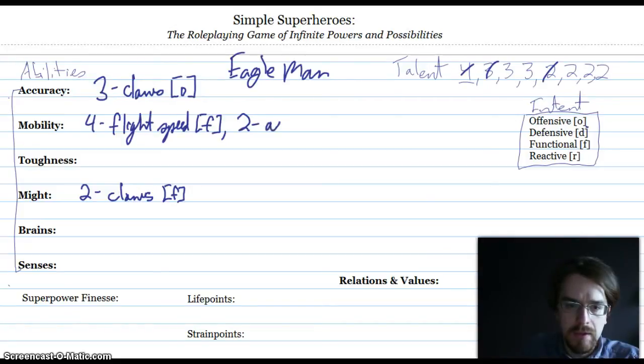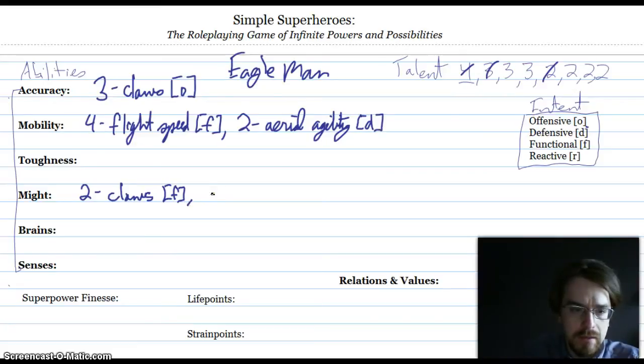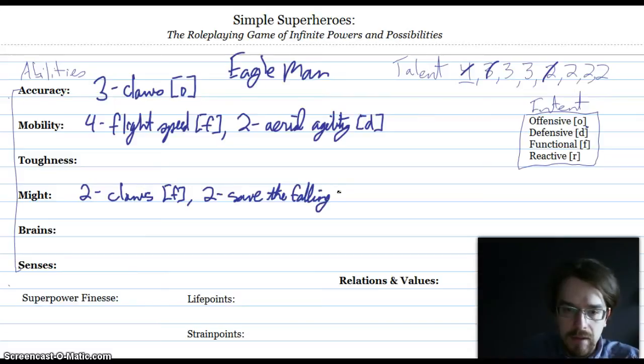One is going to be aerial agility, which is going to be defensive. And I'm going to give him a might talent because it's about lifting people. Save the falling. This says that he can catch somebody when they're falling, and this is actually reactive.